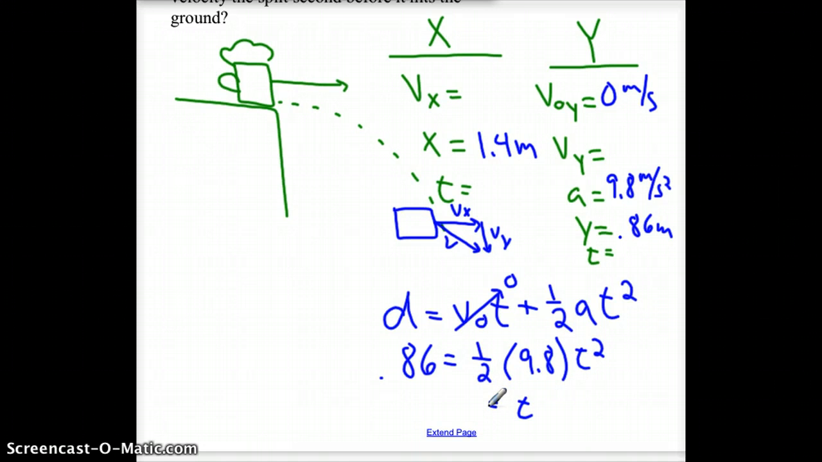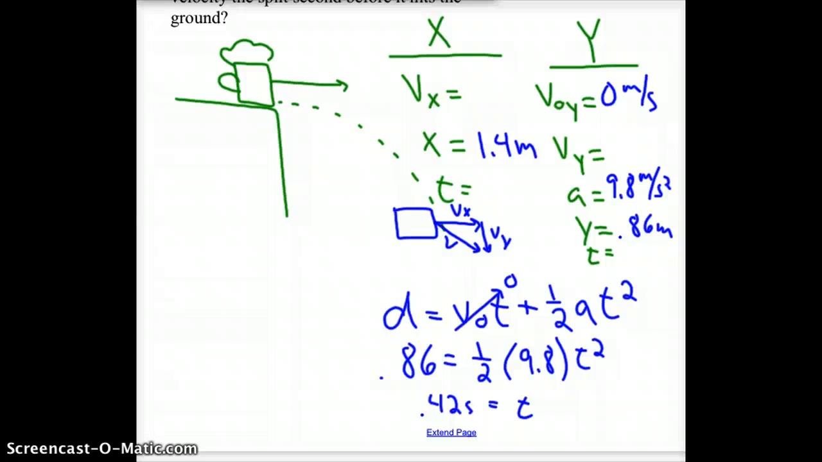Depending on your algebra skills, you might want to take some time and look at this. But basically, you're going to take 0.86 and divide by 4.9, which happens to be half times 9.8. And then you're going to take the square root of that answer to get 0.42 seconds. So the mug's flying through the air for 0.42 seconds. Now I can actually figure out how fast it was going when it slid off the countertop.